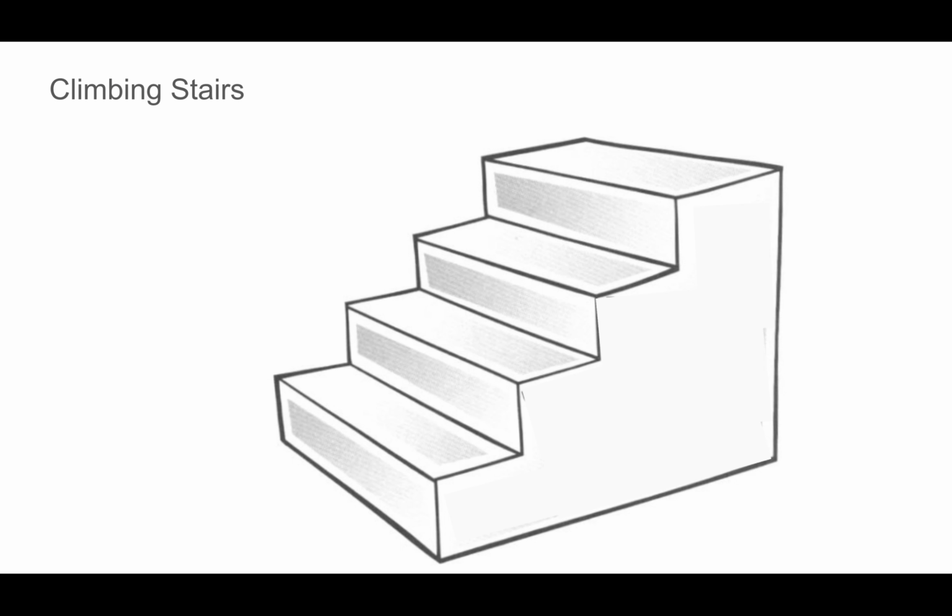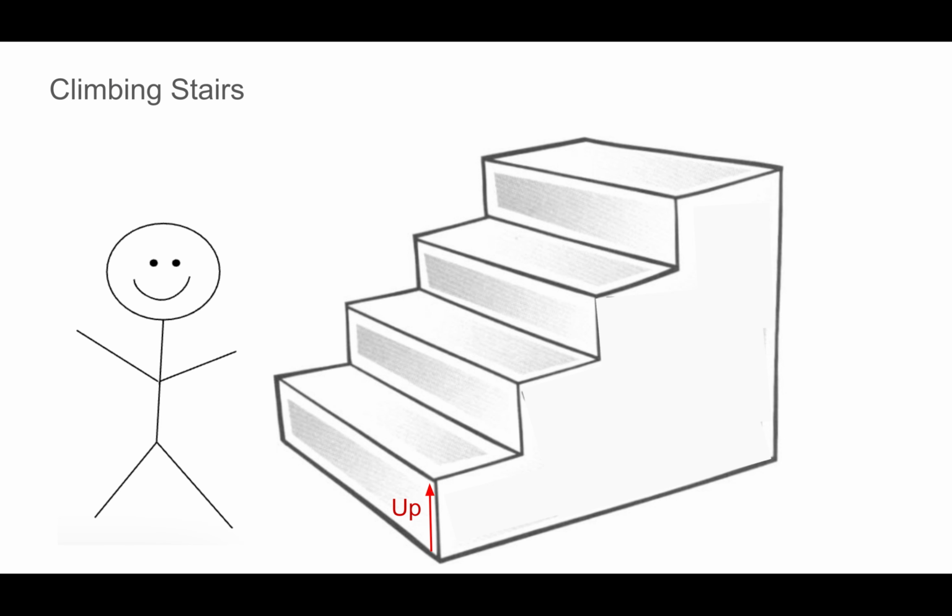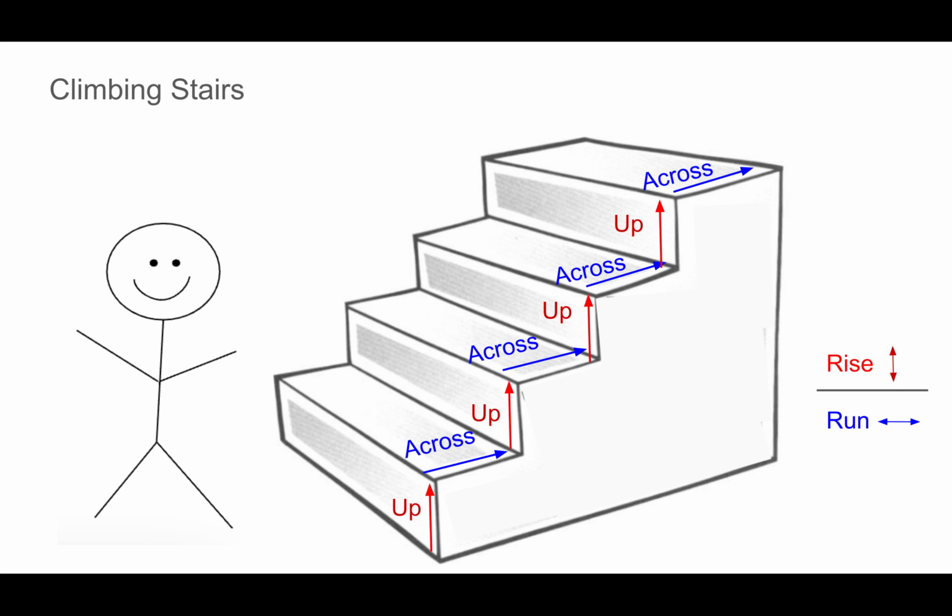Now let's investigate slopes some more by climbing stairs. And I want you to think about when you climb stairs, how do you do it? Well, first you need to go up, and then you go across. Up and across, up and across. In math, we say it's the rise over the run. In other words, you go up and then you go to the right.